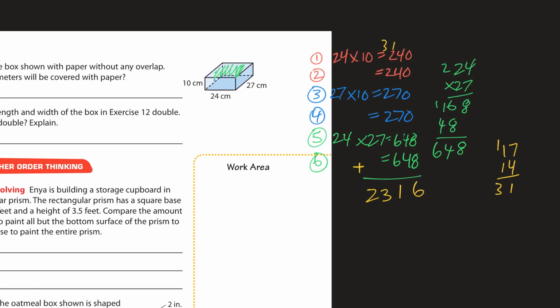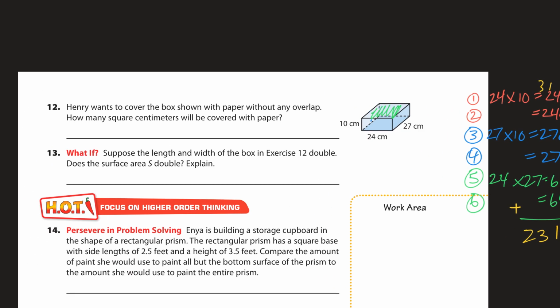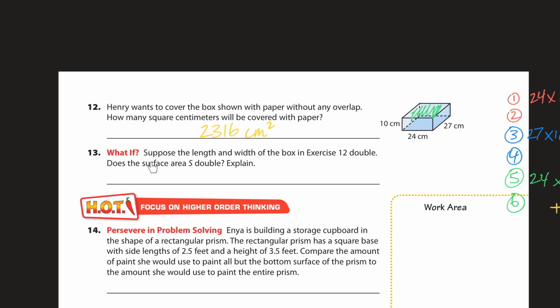So I'm going to move this over here. And this is 2316 square centimeters. So both the length and width of the box, let's bring this over a little bit. Suppose the length and width of the box in exercise 12 double. Does the surface area double?